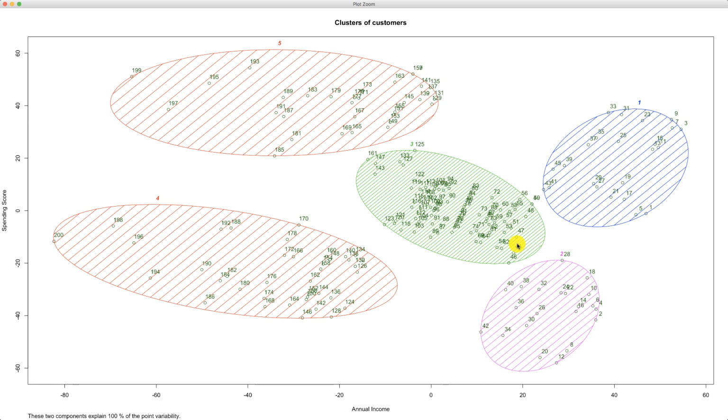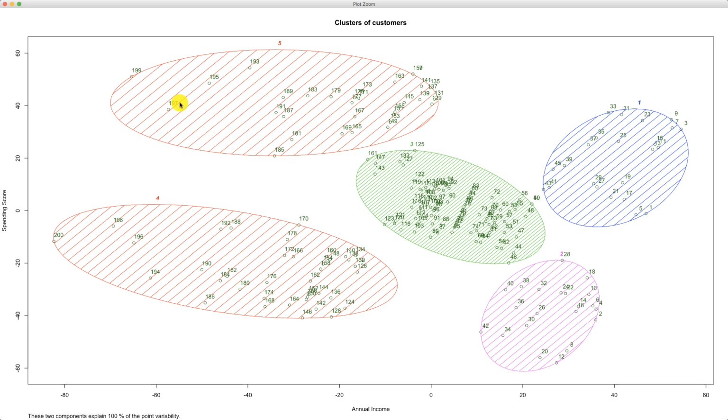Now cluster 3, customers in this cluster have average income and average spending score, so we call this cluster the standard cluster. Now cluster 4 has the customers that have low income and low spending score, so that's basically sensible customers who pay attention to the money they spend by paying attention to the money they earn.